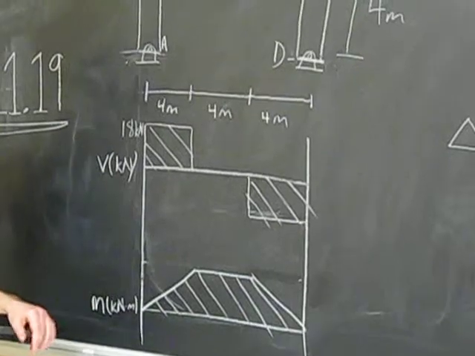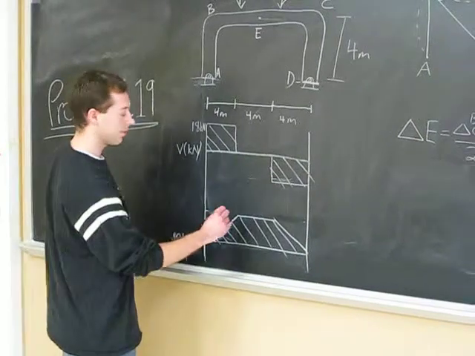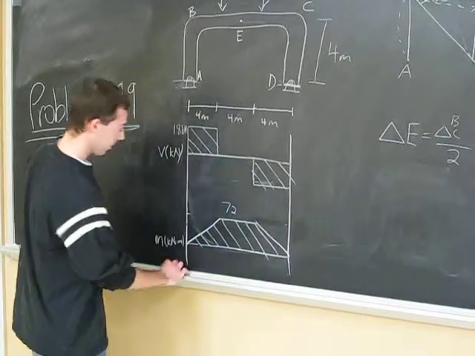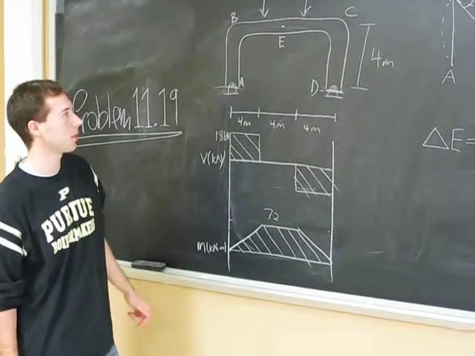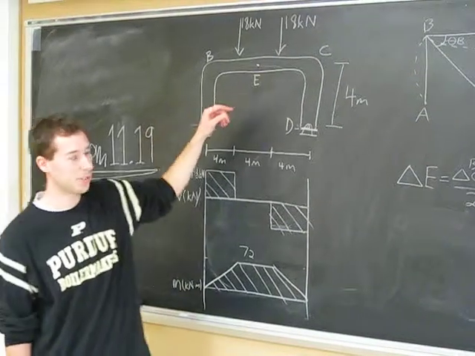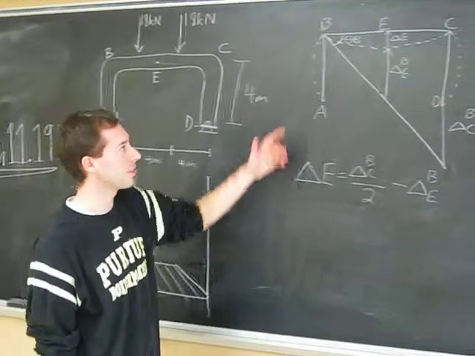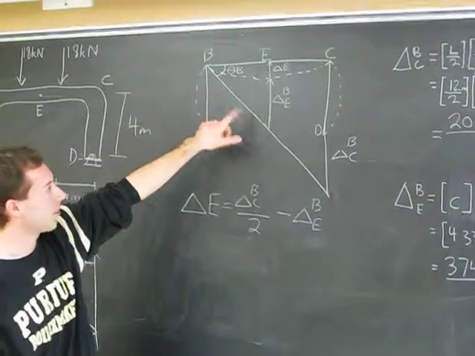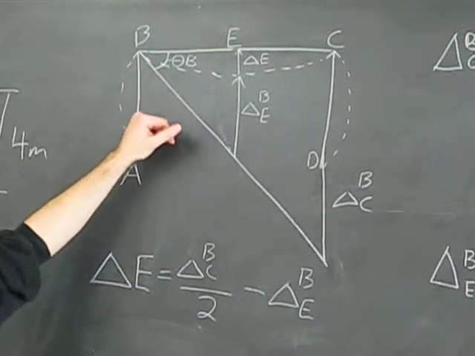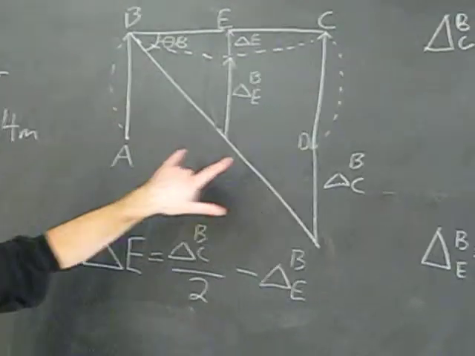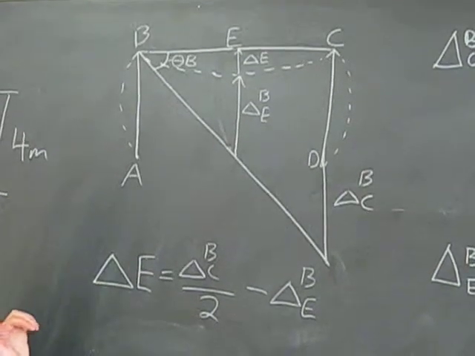And then for the moment diagram, it goes up to 72 kilonewton meters. What we're looking for in this problem is pretty much the deflection at E, which we labeled the midspan of member BC. Going to this figure, our deflected shape is symmetric in that the midpoint will consist of 0 slope, and supports A and D both pan out the same.